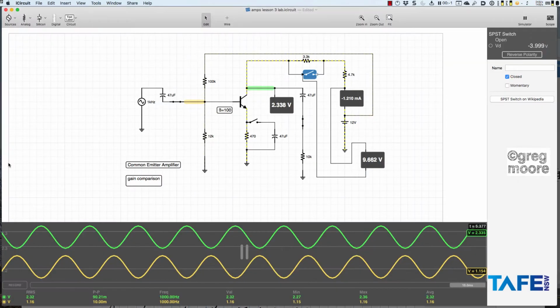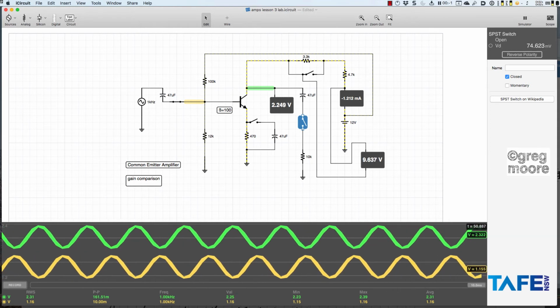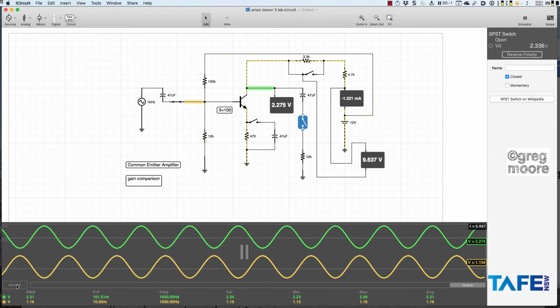So if we go back and do that, open that up, run the waveform again. Sometimes it takes a little while to settle. There we are. I'll pause that simulation. So no load, the switch is open, and there's 161.5 millivolts that we have on the collector of the transistor.